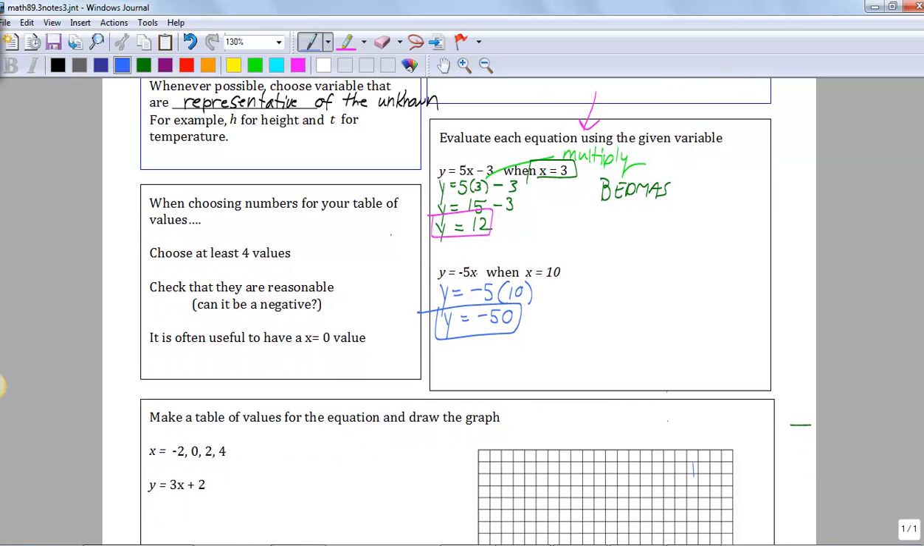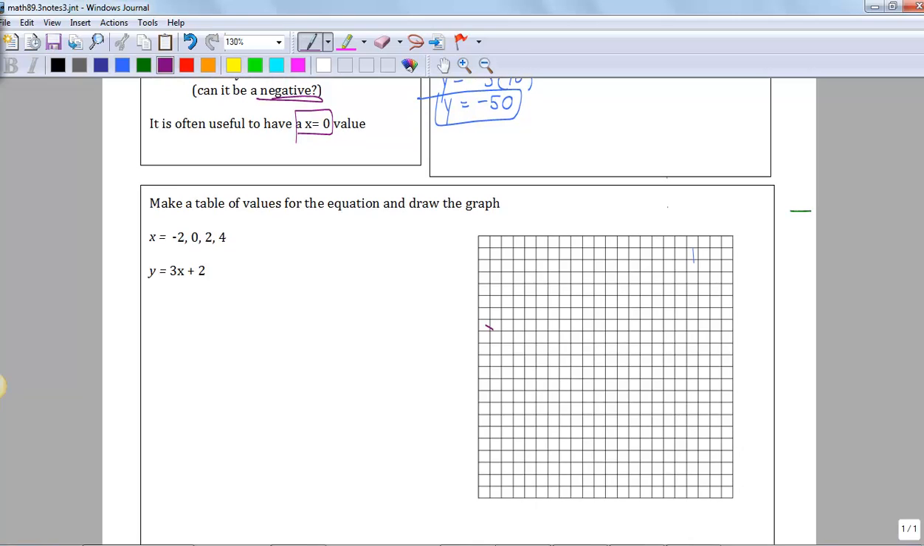Alright, so let's put it into the context of a graph. Now, really important over here, when you're making your own table of values, so that's a big difference with today's lesson, is you're not going to be given a table of values. You've got to make your own. Things to keep in mind: choose at least 4 different input numbers, 4 different x's, so you have a really good picture of what this relationship is like. If you can put in a negative, put in a negative. If it doesn't make sense, don't do it. And it's often useful to have an x equals 0 value. So let's give it a try.